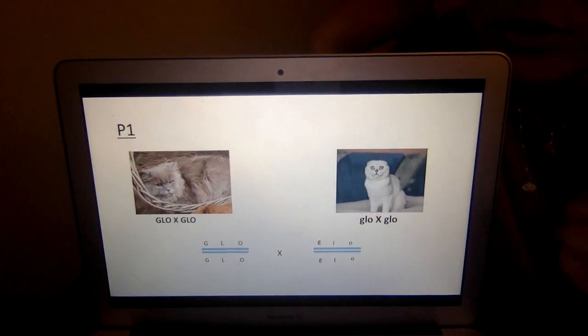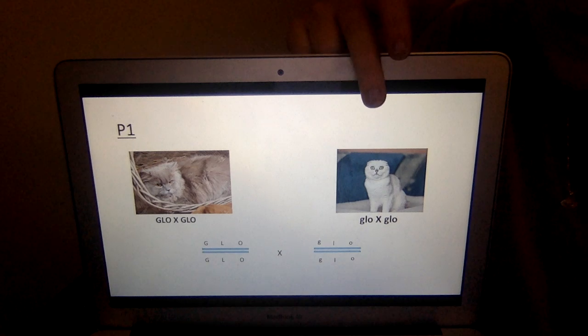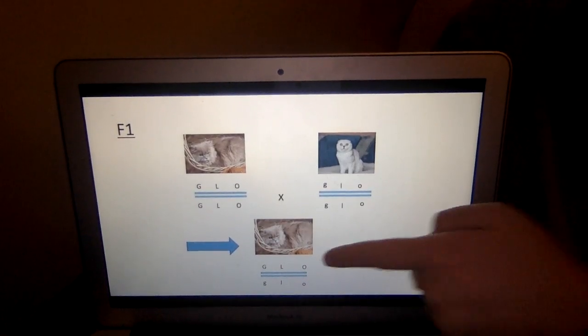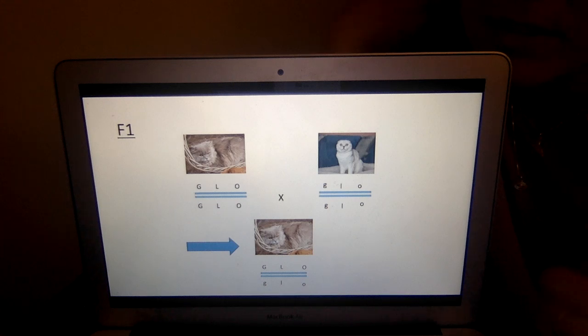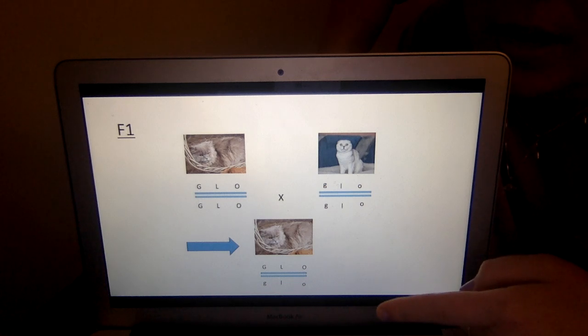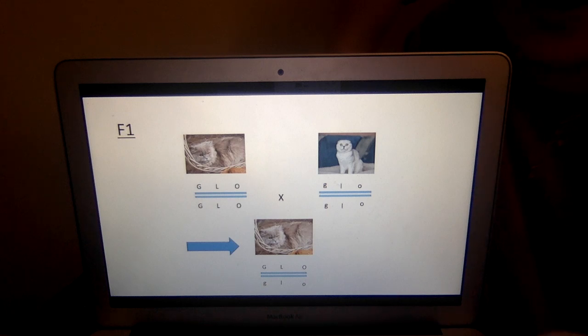For our P1 test cross, we bred a homozygous dominant female with a homozygous recessive male to get the results shown here. And so for the F1, we see that the offspring is heterozygous, but we still see the same phenotype as the mother because the mother passed down the dominant alleles. The F1 offspring will have gray hair, long hair, and orange eyes.